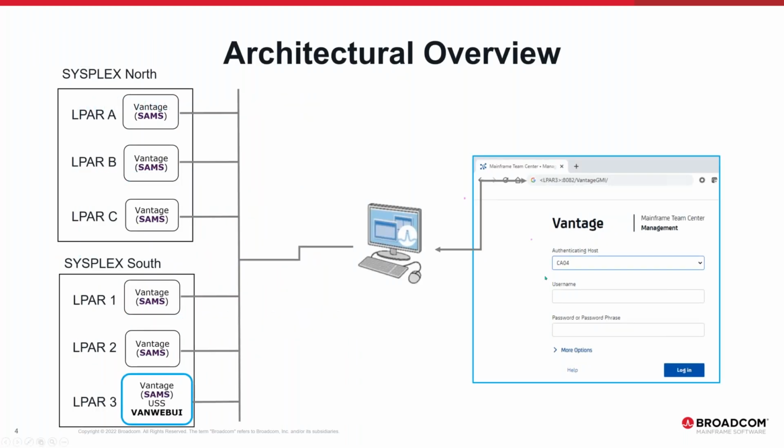So the architectural overview. This picture depicts a simple 2 sysplexes. Of course, you can have as many as you want, with multiple LPARs. Each LPAR that you want Vantage to scan information from has the Vantage started task. Another name that we distribute it as is the SAMS procedure. So it's on all the LPARs, as you can see, LPAR A, B, C, LPAR 1, 2, 3, and then at the bottom of LPAR 3 in Sysplex South, you can see that there's the Vantage started task as well as another started task called Van Web UI.